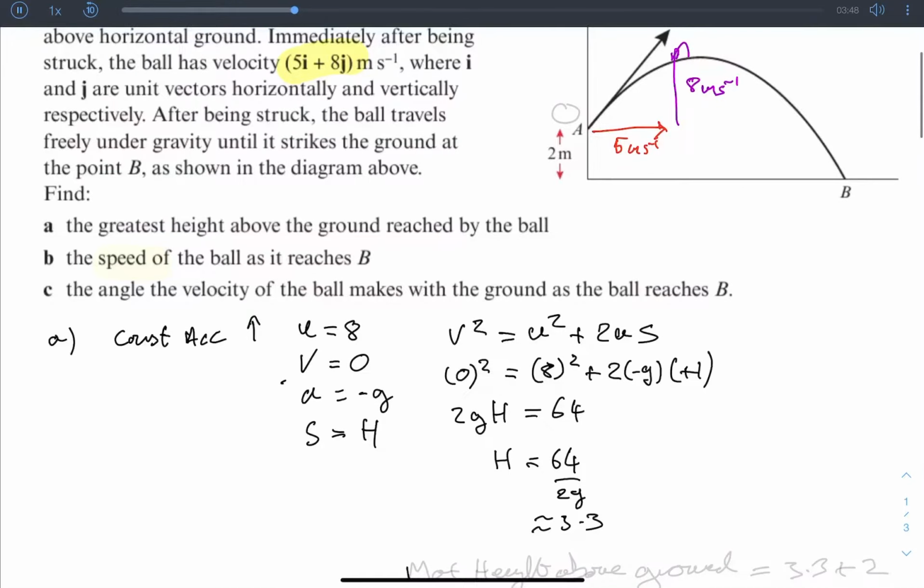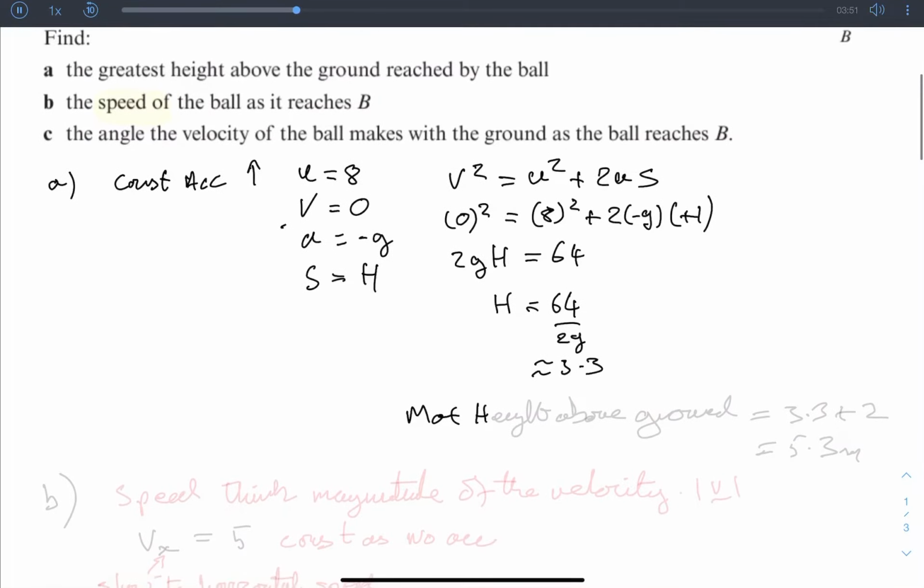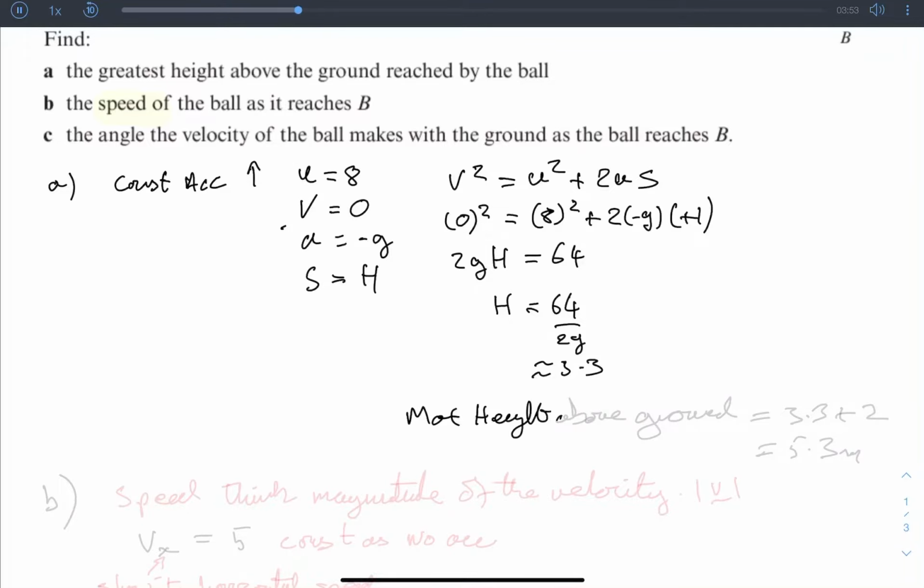So max height above ground is equal to 3.3 plus the 2 meters from the height that it started at, so we get roughly 5.3. But you can check the exact detail on the calculator, please. Remembering that really the answer shouldn't be given to more than 2 significant figures, because we've used g in the question, and that's to 2 SF.